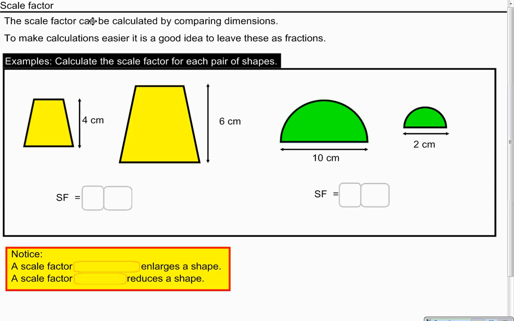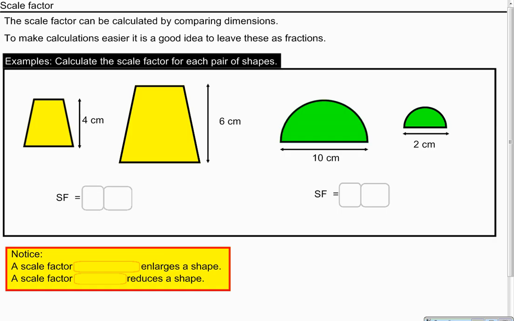The scale factor can be calculated by comparing dimensions. To make calculations easier, it's a good idea to leave these as fractions, and that's what I'm going to do throughout this series of lessons. The scale factor is basically how much your shape has been multiplied by to either enlarge it, which is the case in these first two, or reduce it, which is the case in these second two shapes.